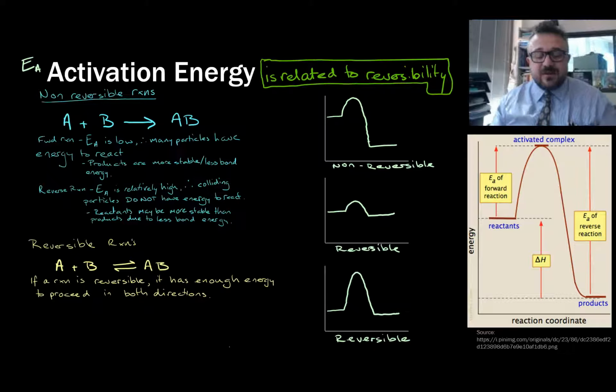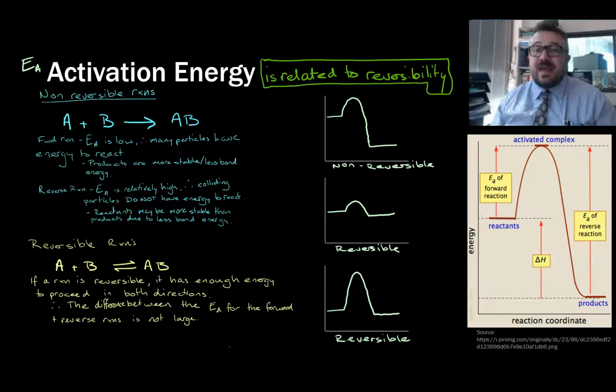So, if a reaction is reversible, that means it has enough energy to proceed in both directions. So what does that mean when we look at the energy profile? What it means is that the difference between the activation energy for the forward reaction and the reverse reaction is actually not that large. And here we can see we have a very small activation energy going this way and a small activation energy going that way. But it's not that big a difference. And here we actually have quite a large activation energy and a large activation energy going in the reverse reaction. But the difference between the two is not that high.